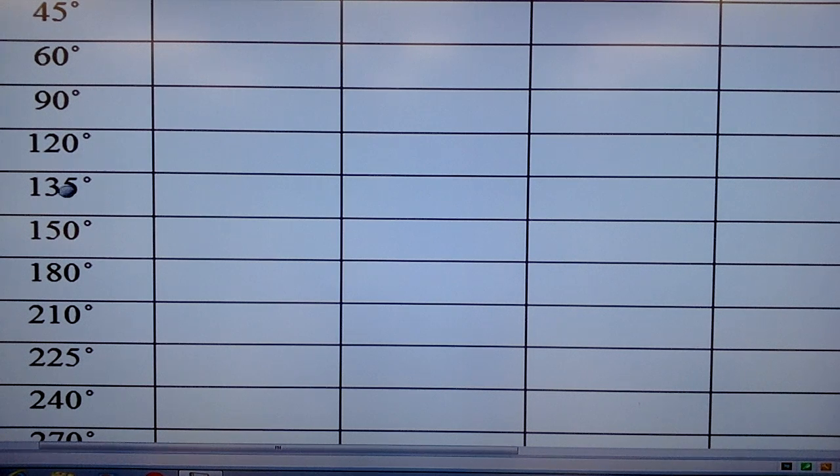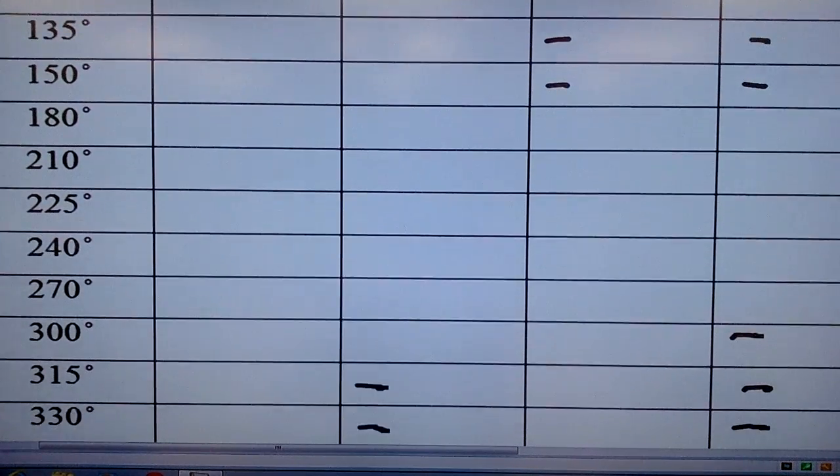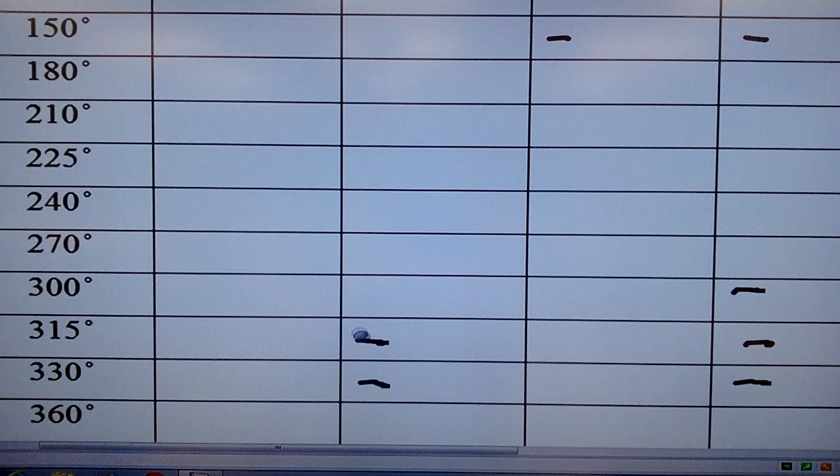So 120, 135, 150 are all in quadrant 2. "All" means that all of your trig functions are positive in quadrant 1. "Students" means that your sine function is positive in quadrant 2. So that means that cosine and tangent are negative in quadrant 2. Remember, this is sine, cosine, tangent. All right, let's complete these sign values for our next two quadrants.